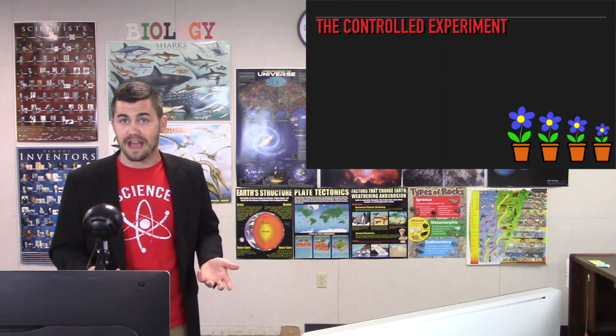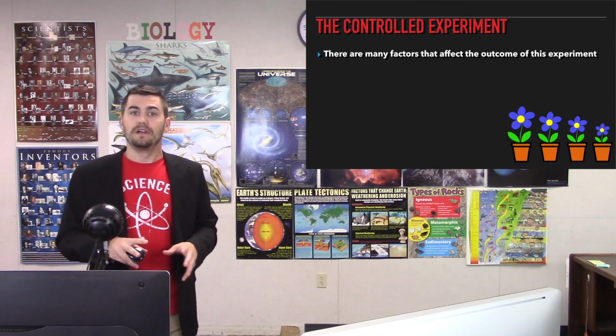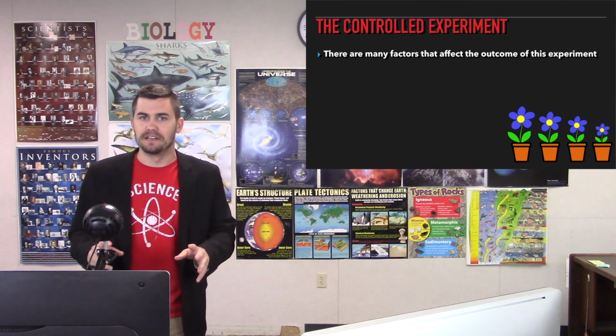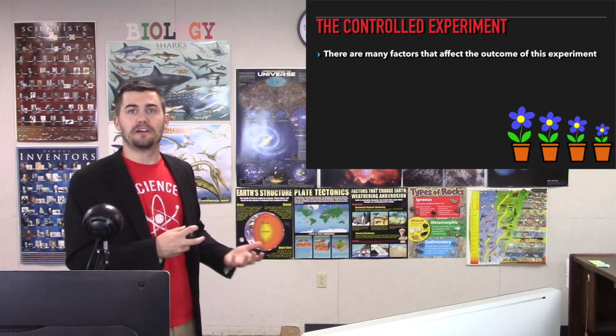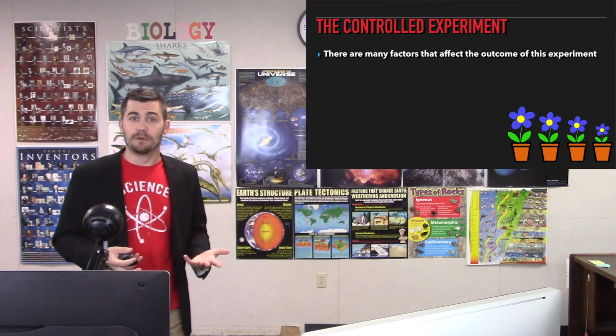Now, real quick before we do that, let's talk about experimental design. So, as just a general example, let's say we want to test what is the best way to grow flowers, to get the tallest flowers, for example. Well, we need to set up an experiment to do that. Plants need a lot of different resources, so there are many factors that affect the outcome of this experiment.